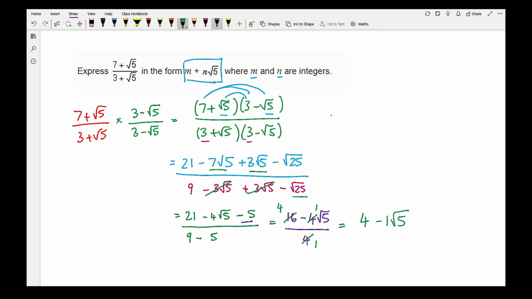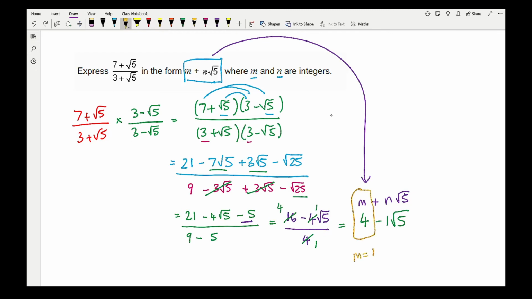Now comparing this to my blue box in the question, I've got m plus n root 5. So here we've got m equals 4 and n equals minus 1. And there are my two values if it asks me to. But the question doesn't say to specify m and n. So all I would have to do is just write my final answer like this, or I could write it as 4 minus root 5, because anything multiplied by 1 is just itself.